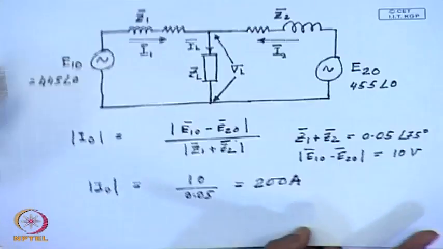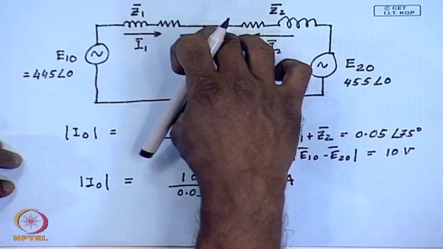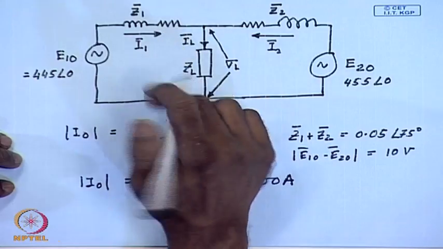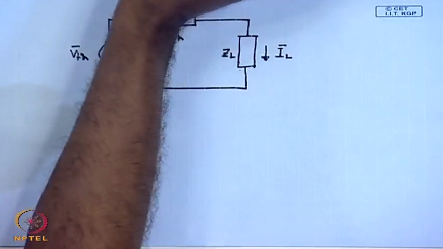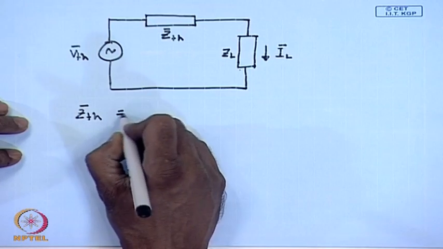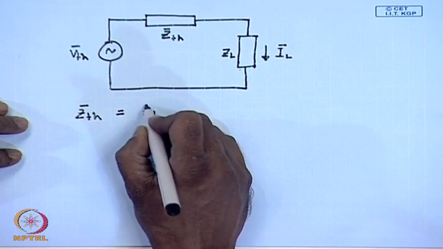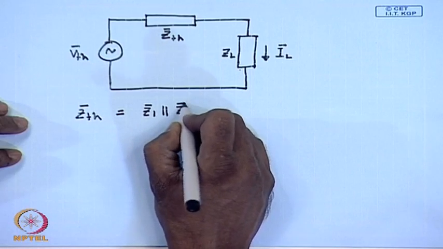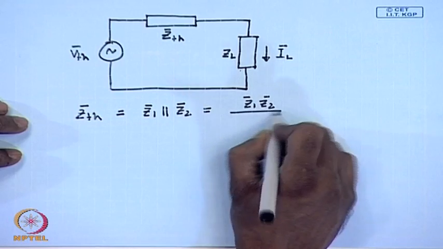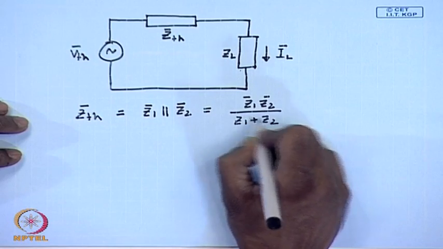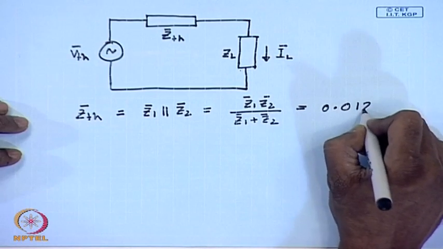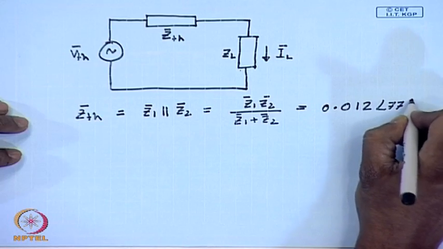ZTH, how to find ZTH? First open the load, short the source, and look from this terminal at the equivalent impedance, which will be Z1 parallel Z2, which is Z1 Z2 divided by Z1 plus Z2. This comes to 0.012 angle 77 degrees.